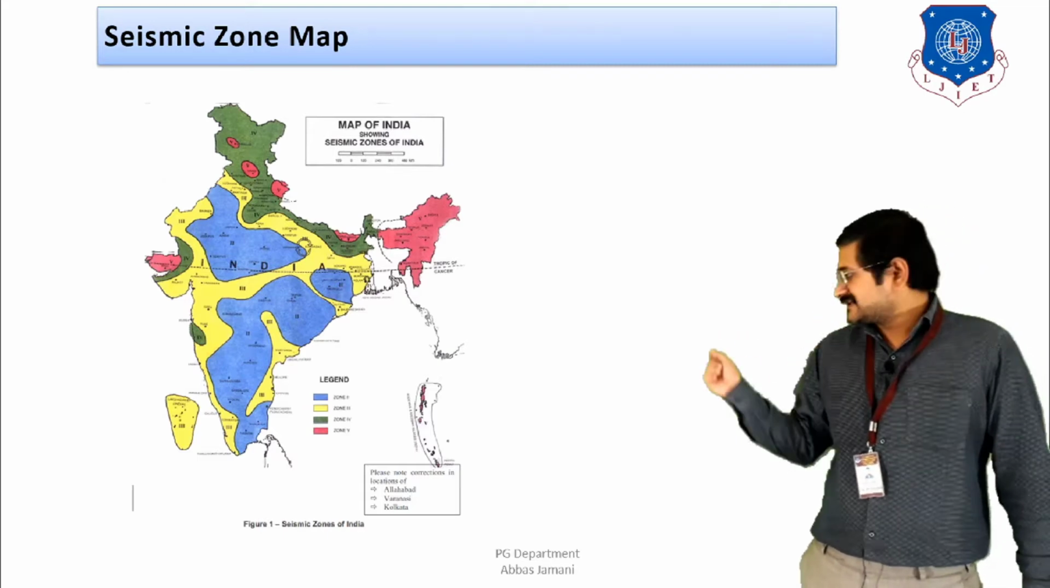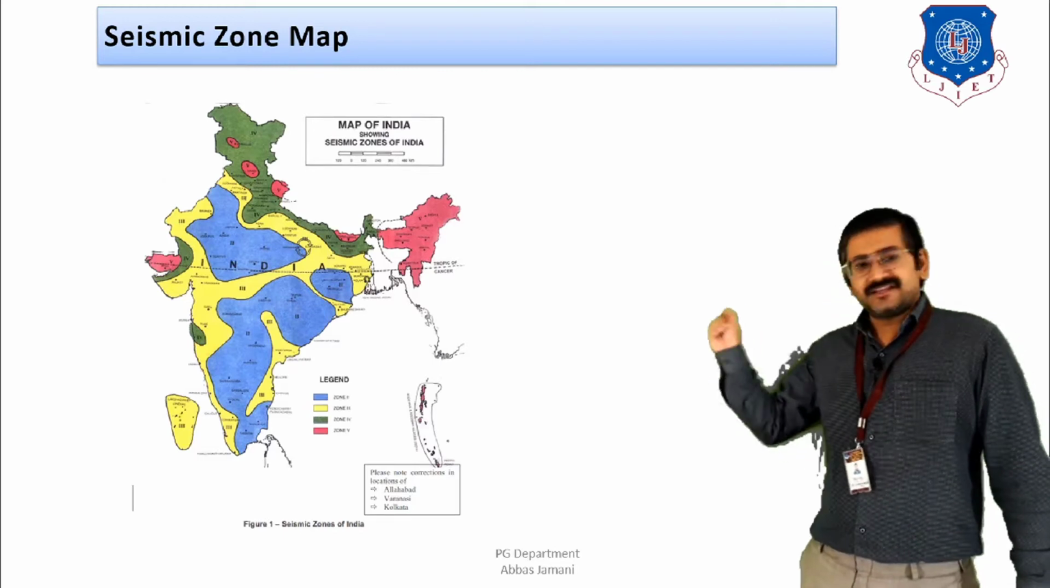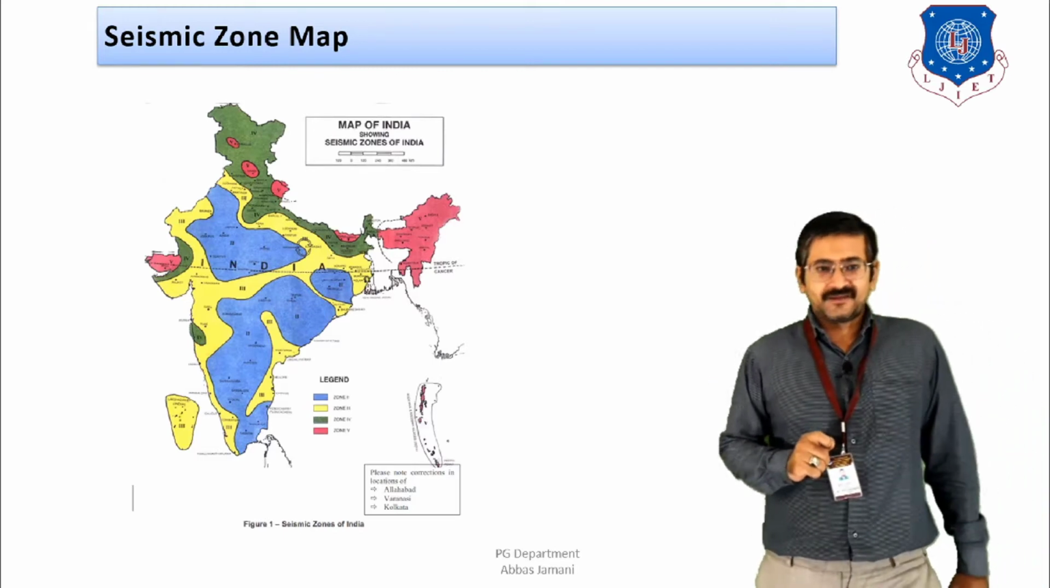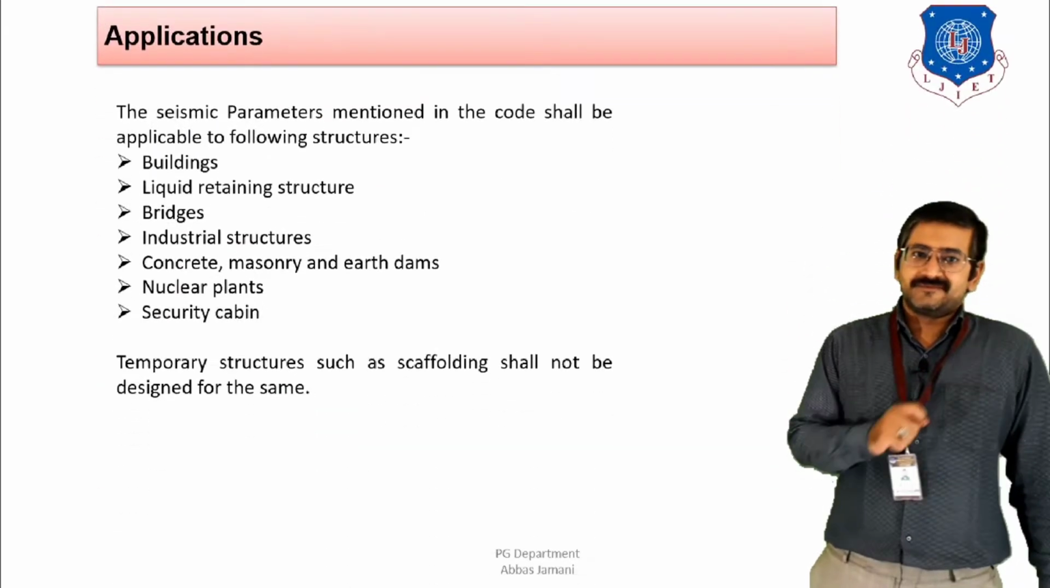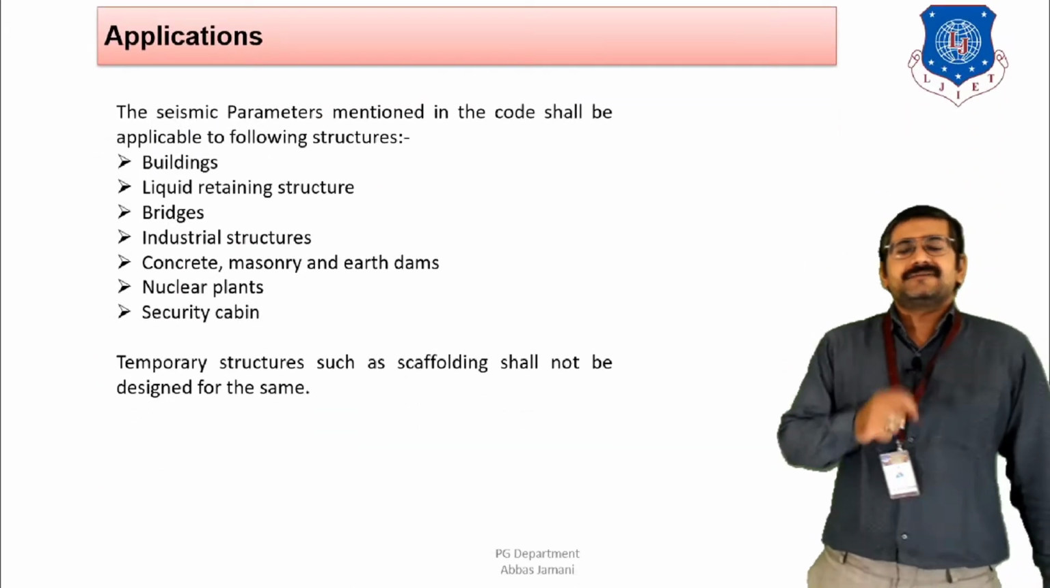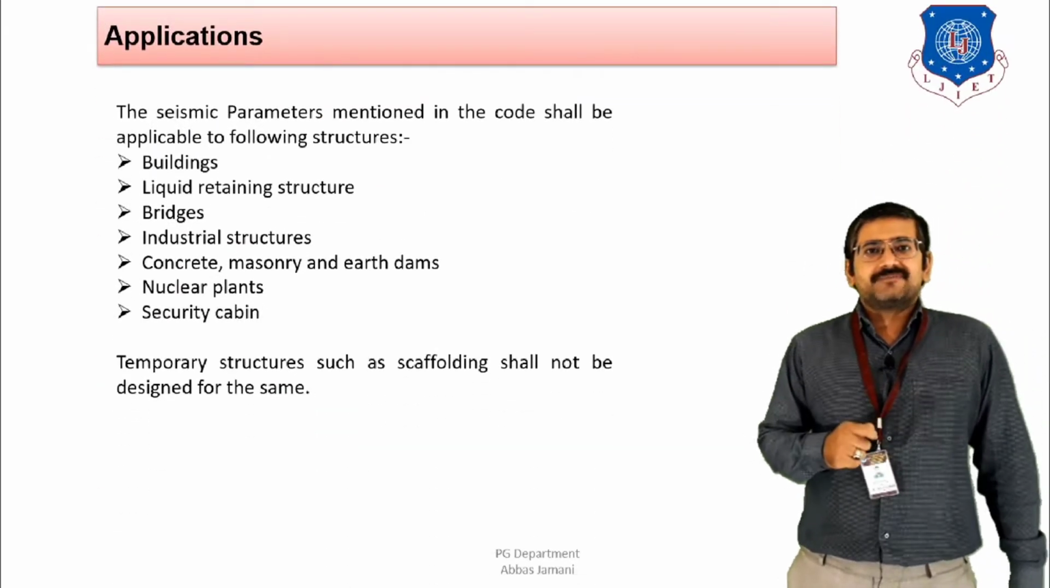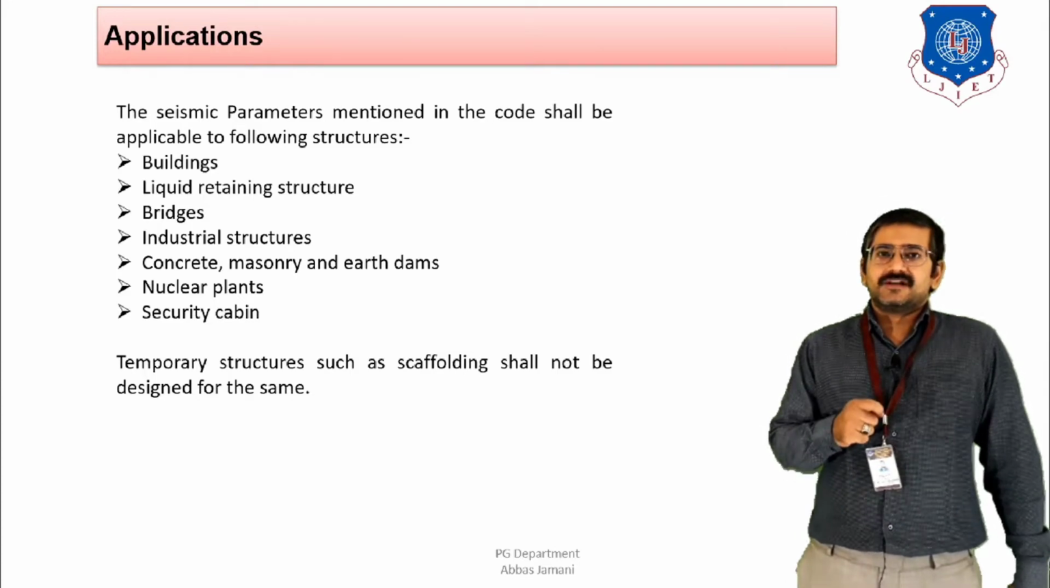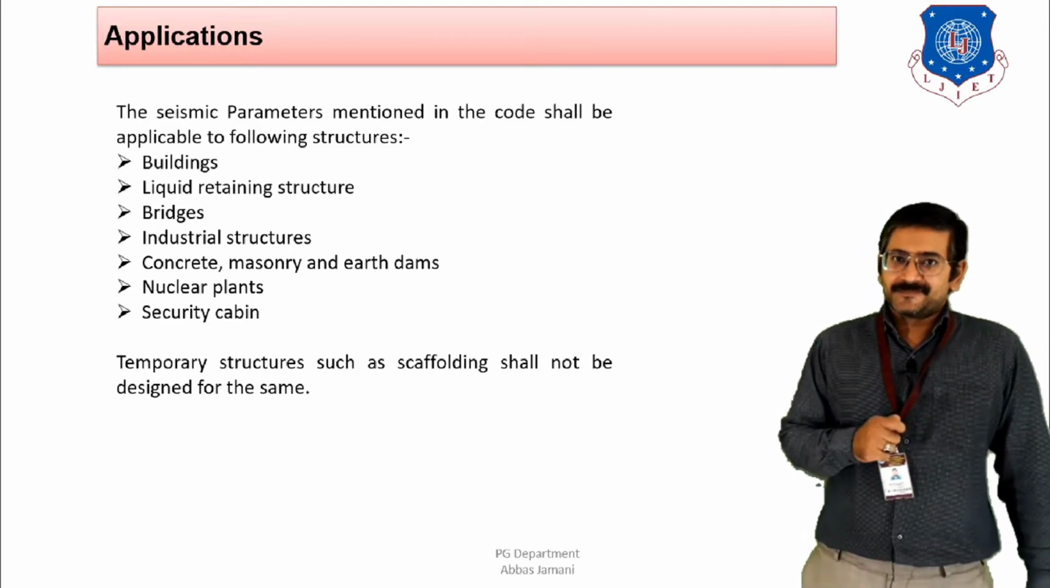A very minor belt, that is the green zone, you can see is in zone 4, and the remaining portion is in zone 5, right? So that is all about the seismic map. Now coming to the question of applications, that is, on what type of structures you need to consider the codal provisions mentioned by IS 1893, right?